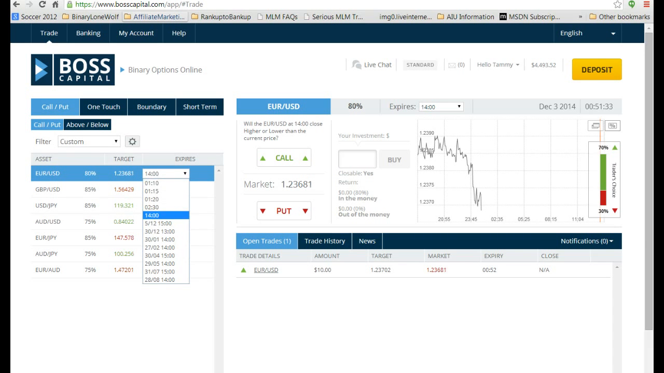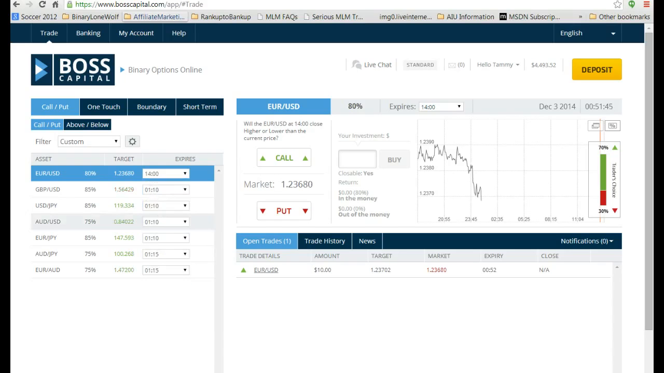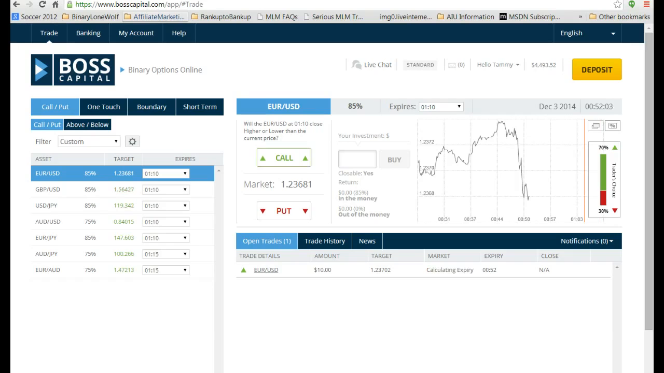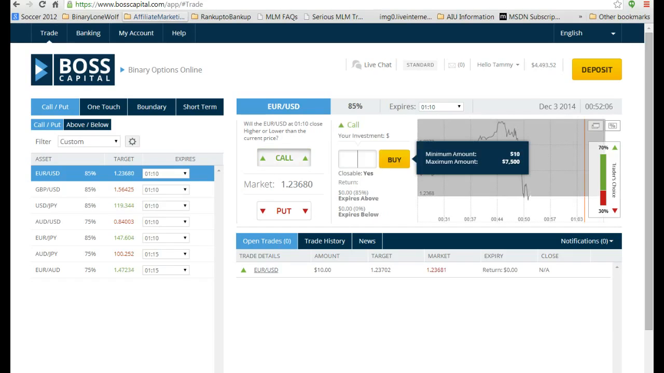The other great thing about Boss is that down here you have other expiration days. With Boss, it is in reverse, so you have the day and then the month. This one right here would expire the 5th of December at 3 o'clock. This would be the 1st of January, I'm sorry, the 30th of January at 2 o'clock. When you're clicking the drop down, make sure that you have the correct expiration, because if you don't, Boss Capital doesn't care. If you lose that trade, that would be on you.